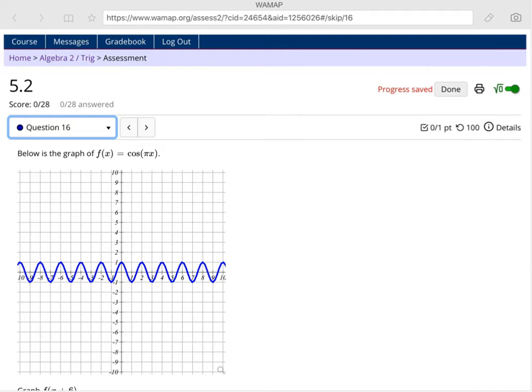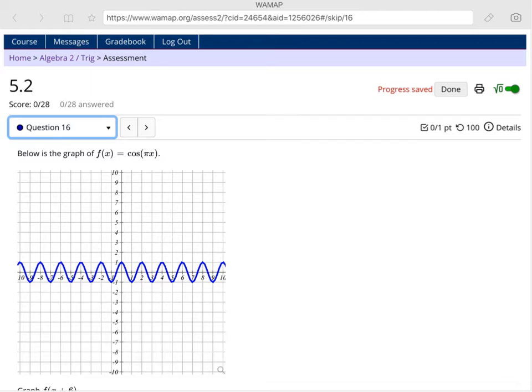Starting in number 16, you start seeing graphs that look like this. Now, this is a very different looking graph, but we can still approach it the same way. The first thing I would just want to bring to your attention is that it does tell us here what f of x actually equals. It tells us that f of x equals cosine of pi x.